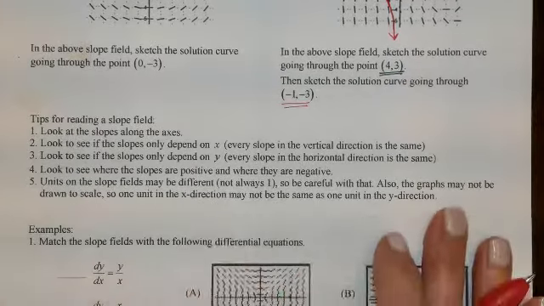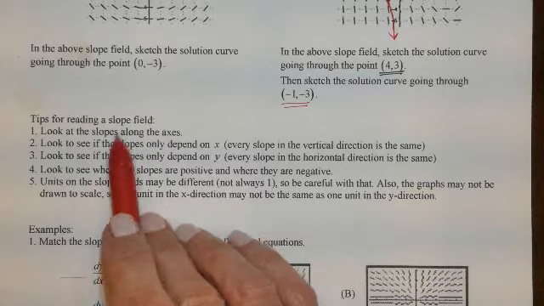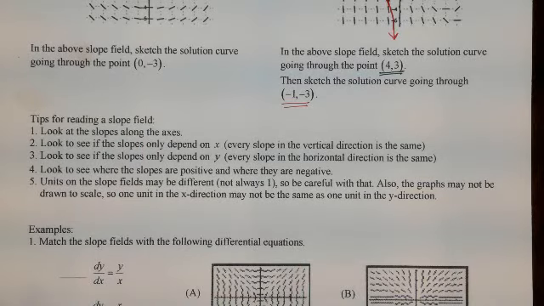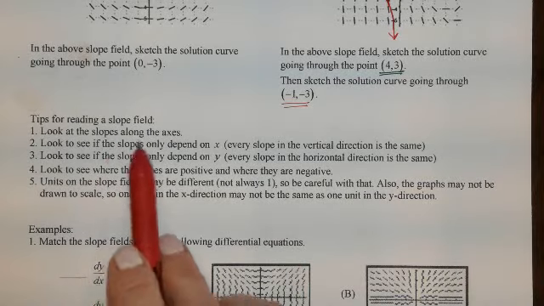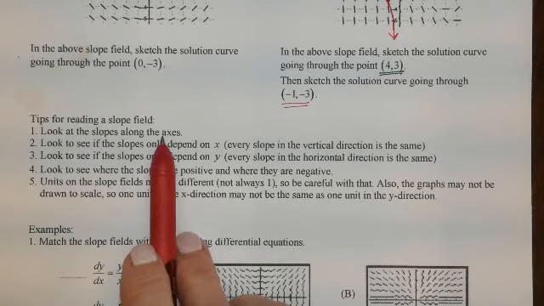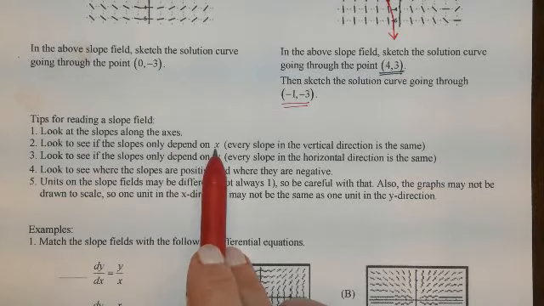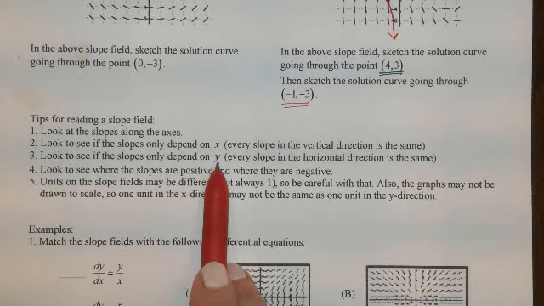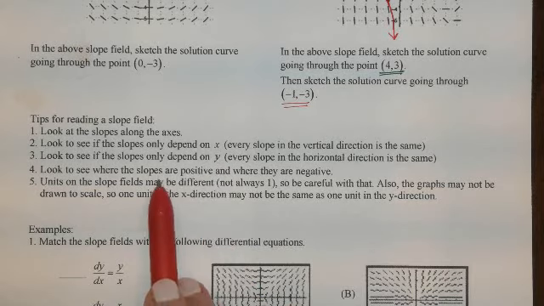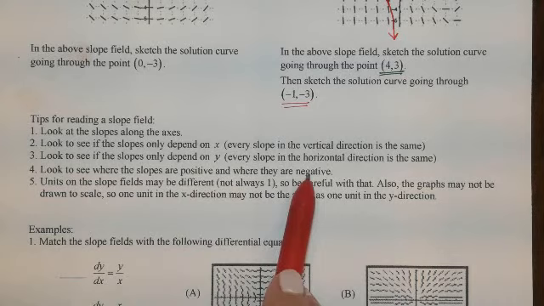All right. Then in your notes, I have some tips for reading a slope field. Look at the slopes along the axes. See what they're doing. Look to see if the slopes only depend on x or only depend on y. We talked about that in those first two examples. Look to see where the slopes are positive and where they are negative. That can help you decipher.